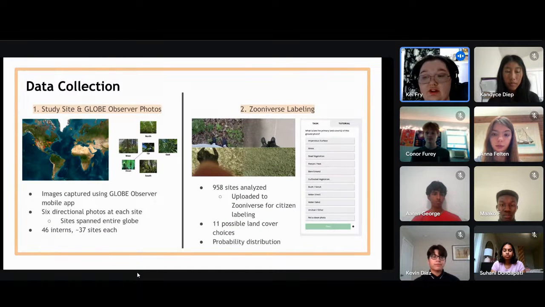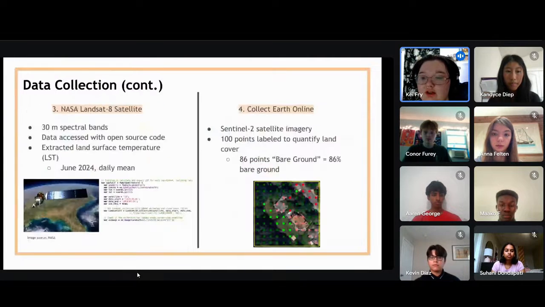46 interns in the Earth System Explorers team, with 37 locations, used the Globe Observer app. Our group analyzed 958 sites, and we uploaded them to an application called Zooniverse for citizen labeling. We sourced our temperature data for each site from the Landsat 8 satellite. The data was accessed with an open source code to extract LST for June 2024 as a daily mean.